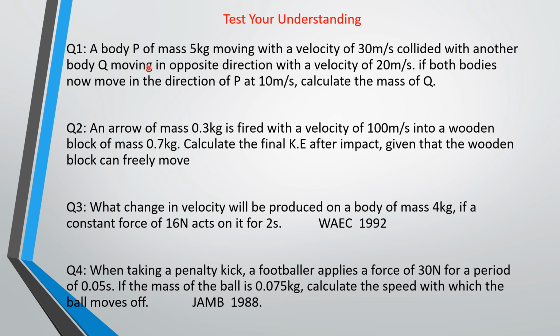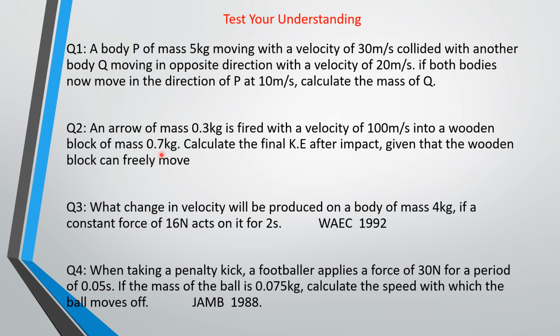Right, this one says that a body P of mass 5 kg moves with a velocity v and collides with another body Q moving in the opposite direction with a velocity of this. So remember the equation for the conservation of momentum when the bodies are moving in opposite directions. There is one: an arrow of mass 0.53 kg is fired with a velocity of 100 meters per second into a wooden block of mass 0.7 kg. Calculate their final kinetic energy after impact.